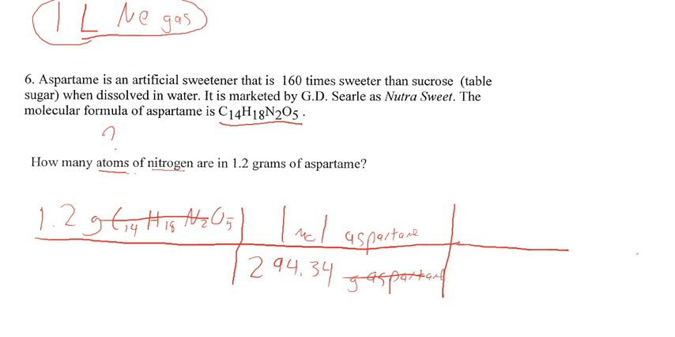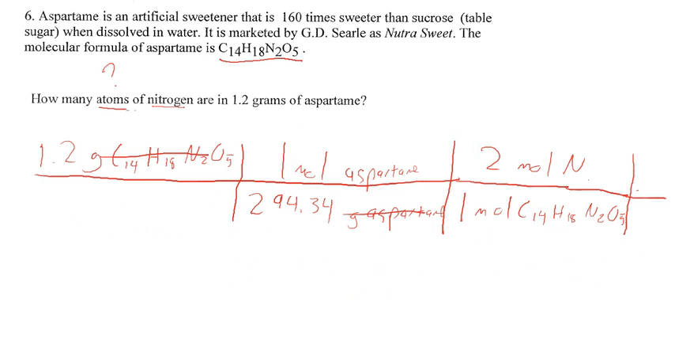So what I have to say at this step, once I'm in moles of the whole compound, is that 1 mole of the compound, the C14H18N2O5, well, every time I get one of these, I can see that I get 2 nitrogens with it. If I had 2 of these, I'd have 4. So every time I get one of these, 2 nitrogens come along with it. So 1 mole of this is equal to 2 moles of nitrogen. Now I am ready to continue my problem. Okay. I see that I've canceled my moles of aspartame, and now I'm in moles of nitrogen.